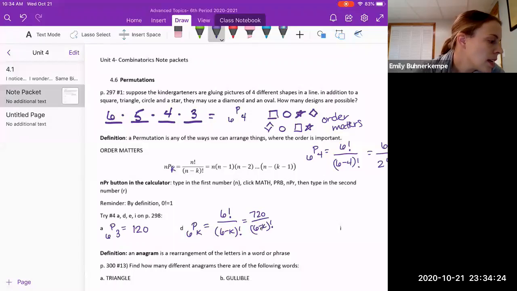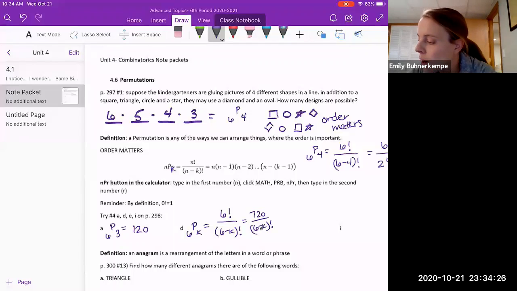Question E says do 9 permute 4. So same as before, this one has 2 numbers. You can type it into your calculator. You'll click 9, math, PRB, number 2, which is nPr. Type in the number 4. You should get 3,024.